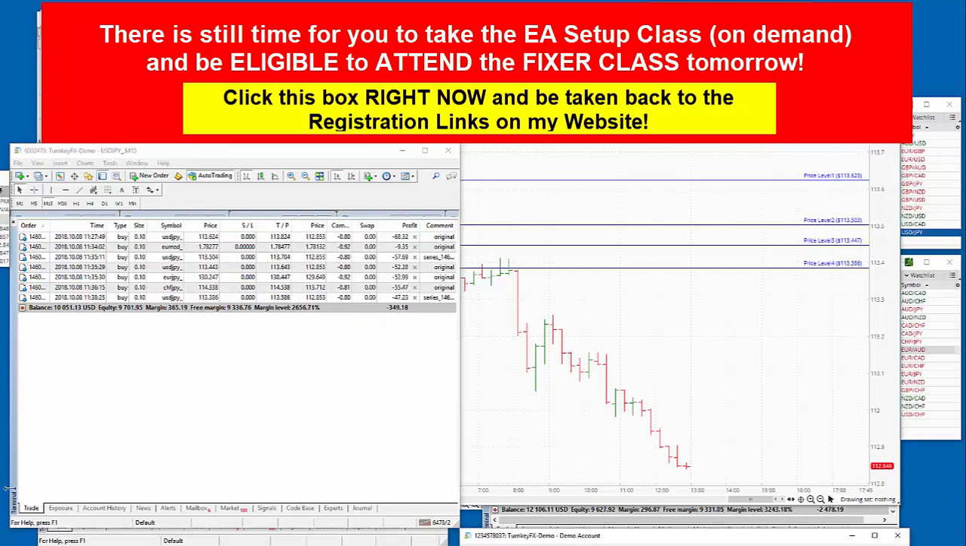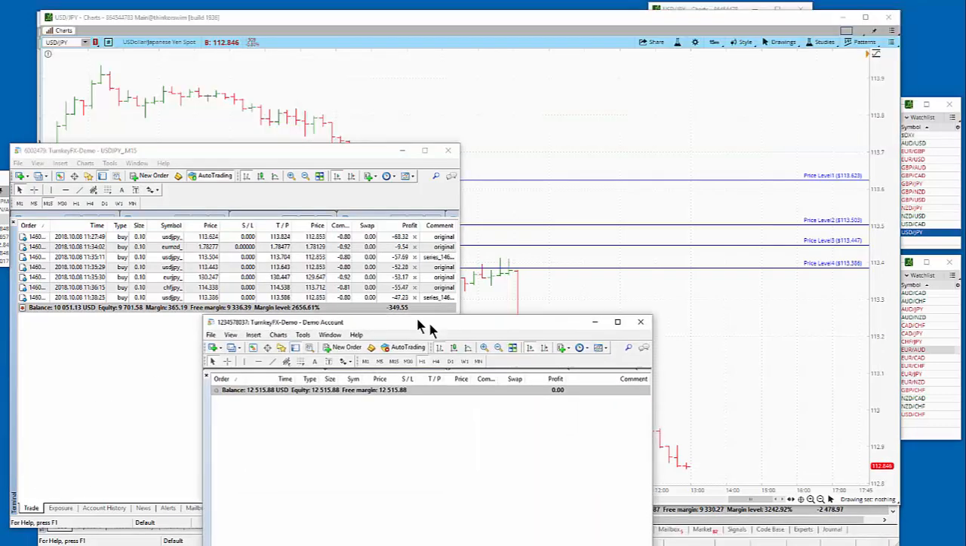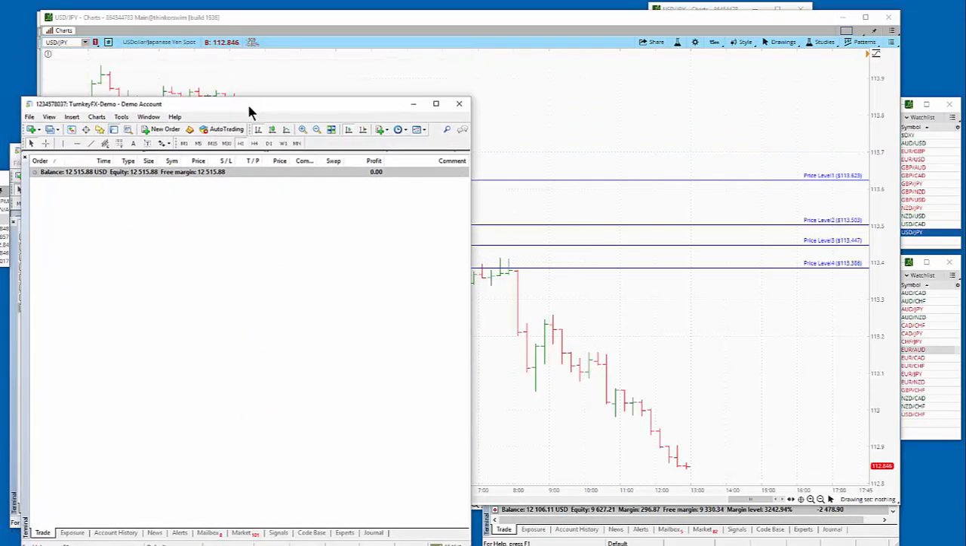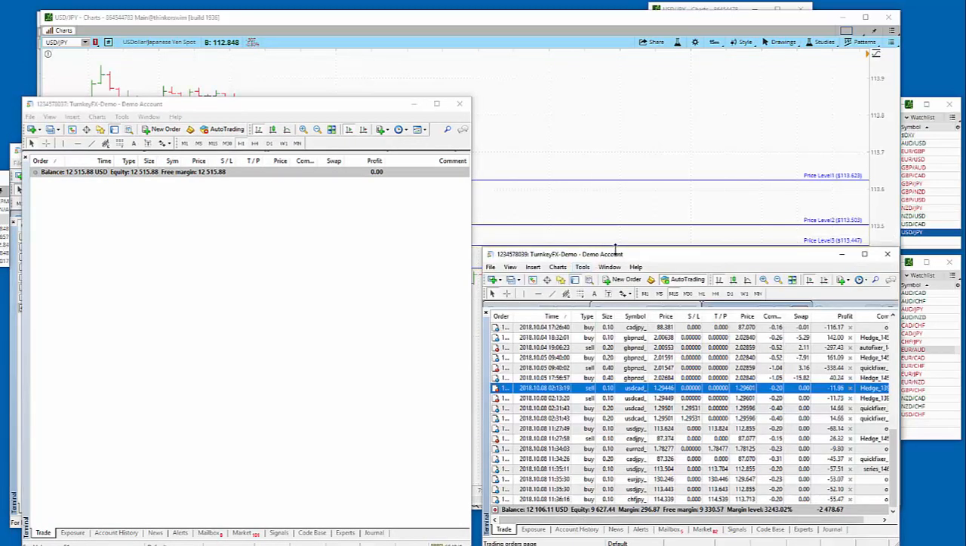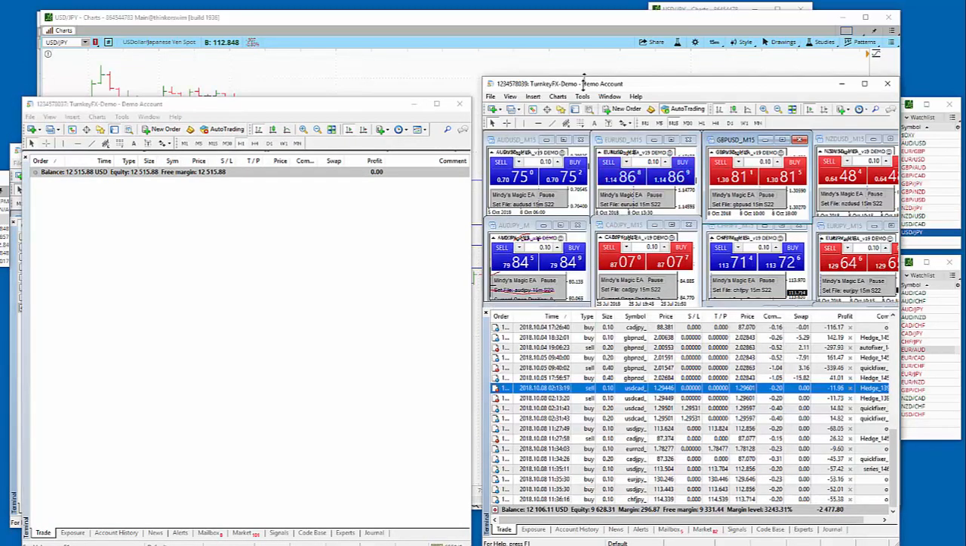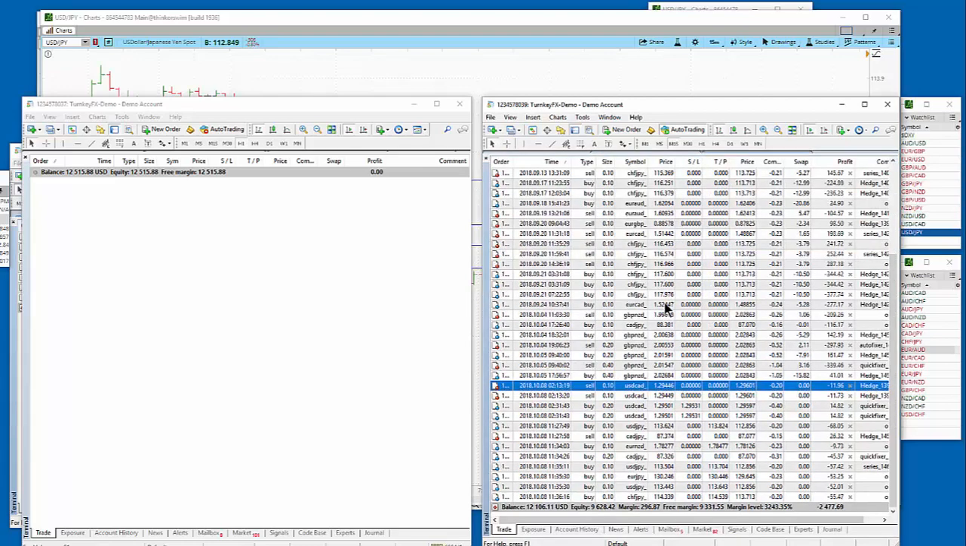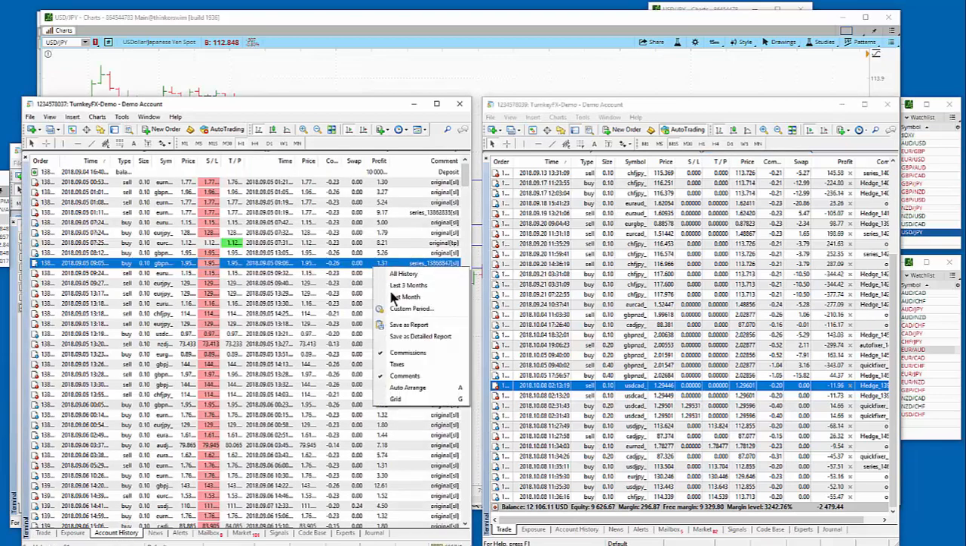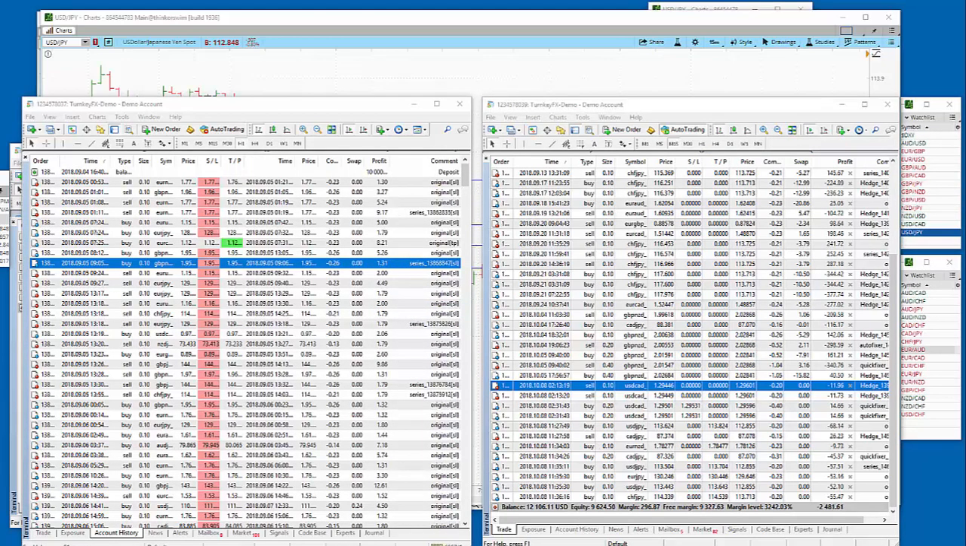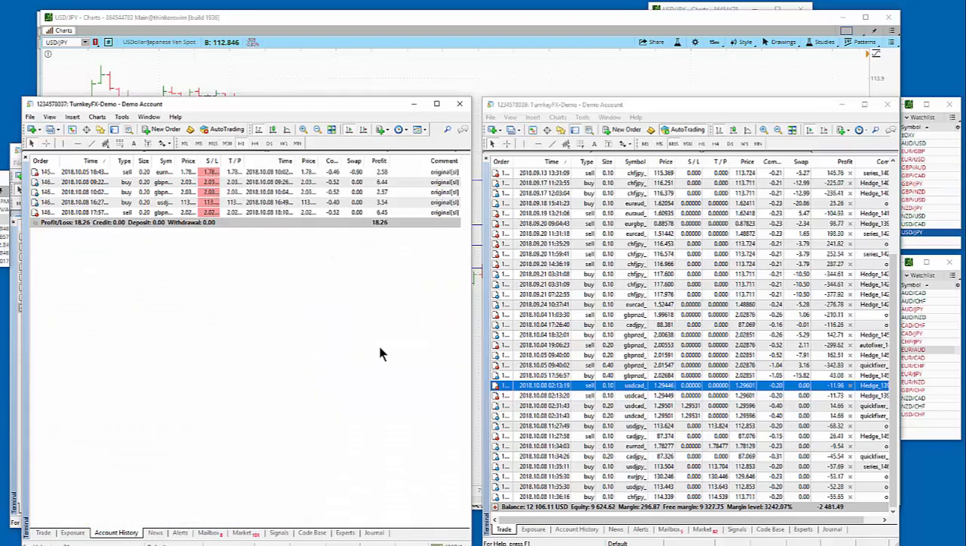Okay, here it is. As you know, I've been running two demos side by side. This one we've been managing the trades. This one we have not been managing the trades. And these have been running for, I don't know, five and a half weeks, something like that. Today, okay, let's go in, custom period. Today, this one only did $18.